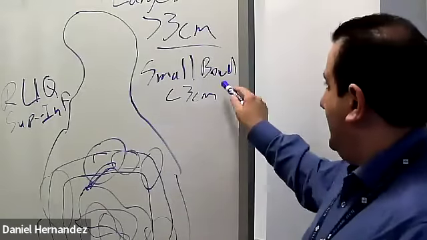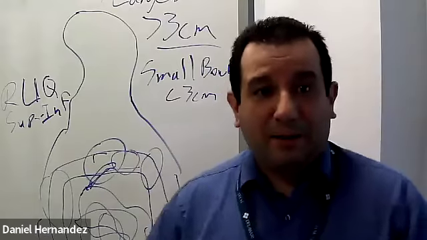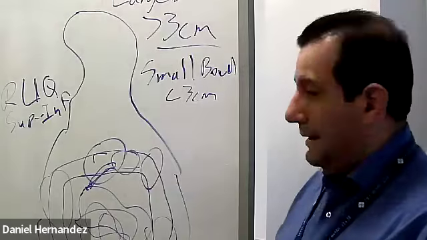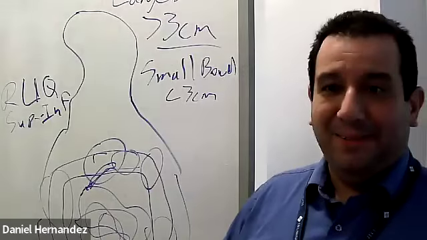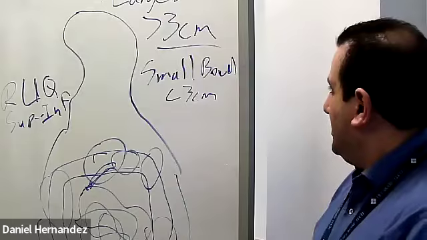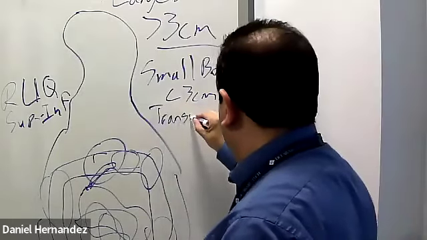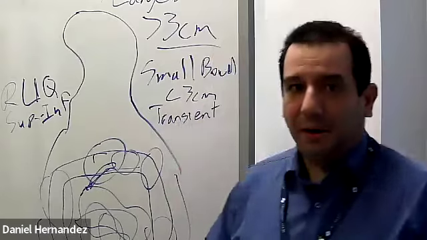And those are the types that give the parents fits. They don't know what's going on with this kid because they're losing their minds at one point and then they're smiling and laughing like nothing ever happened. So small bowel intussusceptions, these are called transient. They come and go.